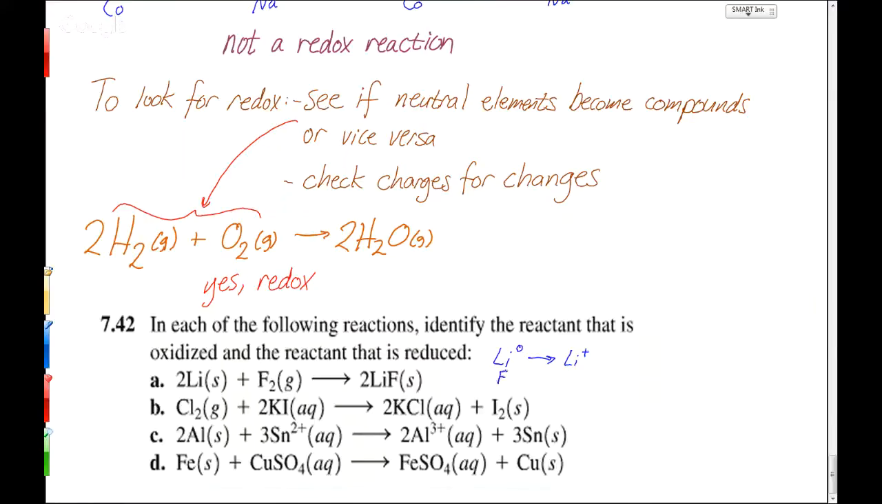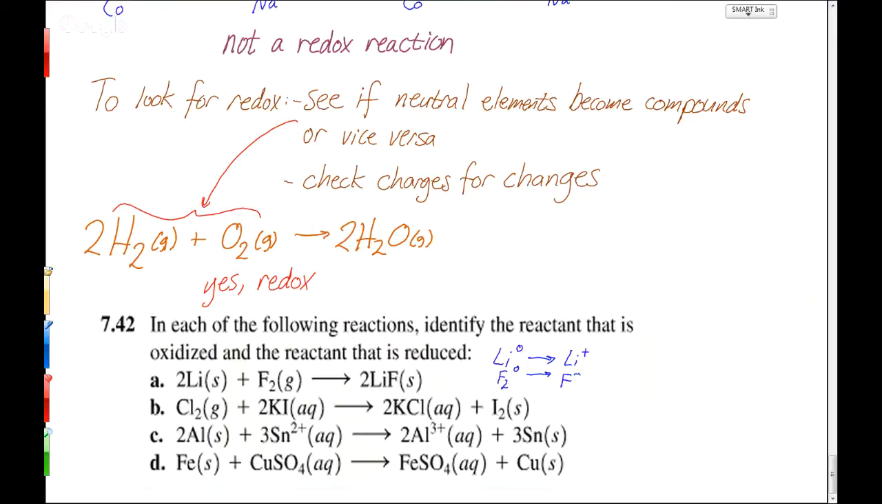What is it on the left? 0, right? It's by itself. And then on the right? -1. Yeah, that's when it's got its negative ion. So one is going from 0 to +1. One is going from 0 to -1. That's an example of, well, one of them is going to be oxidation, one of them is reduction.